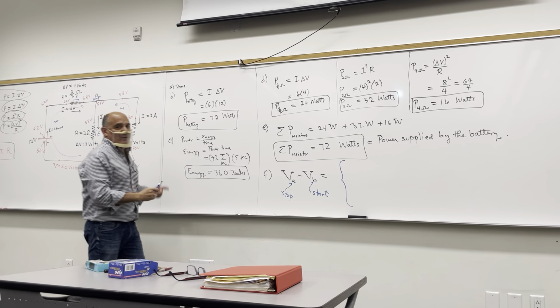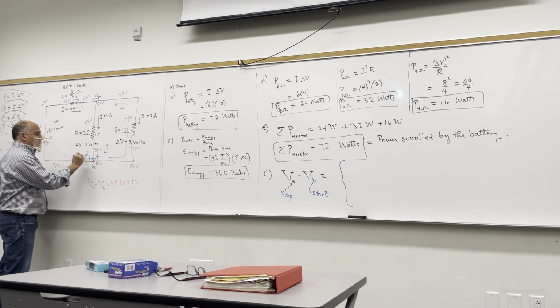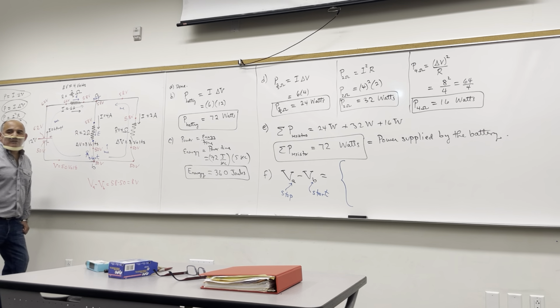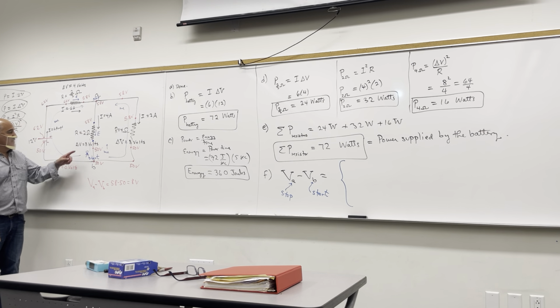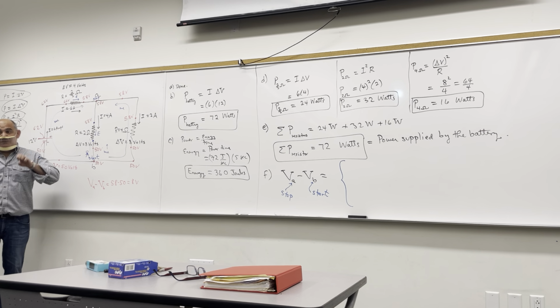Okay, so I'm going to go straight up first. So here, this is me over here. What will be the potential difference when I go from this point to this point? What's the potential difference across that resistor? 8 volts. Did I go up in potential or did I go down in potential? Because I need to write either a +8 or a -8.